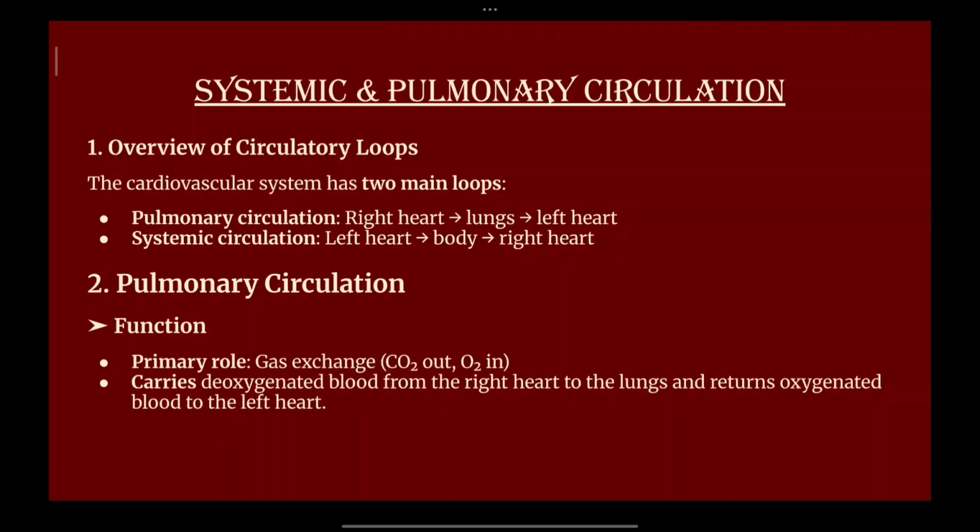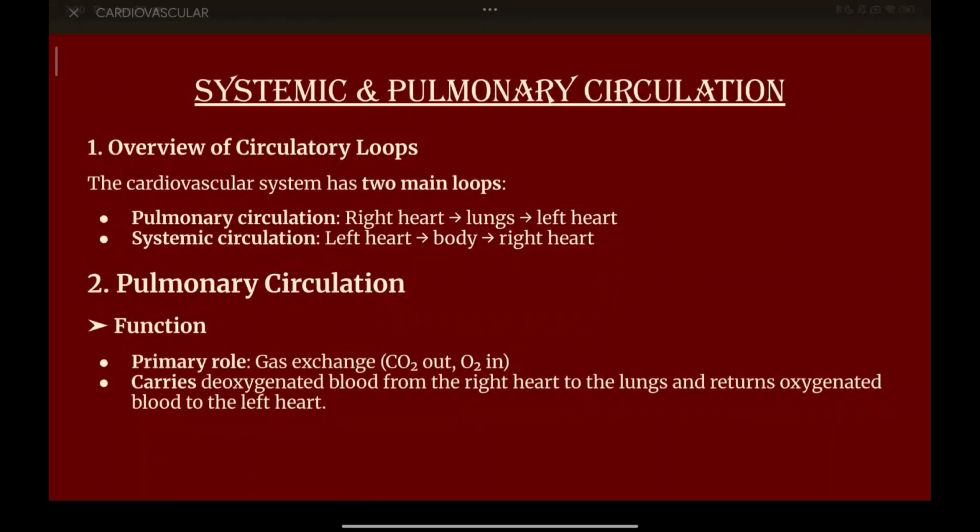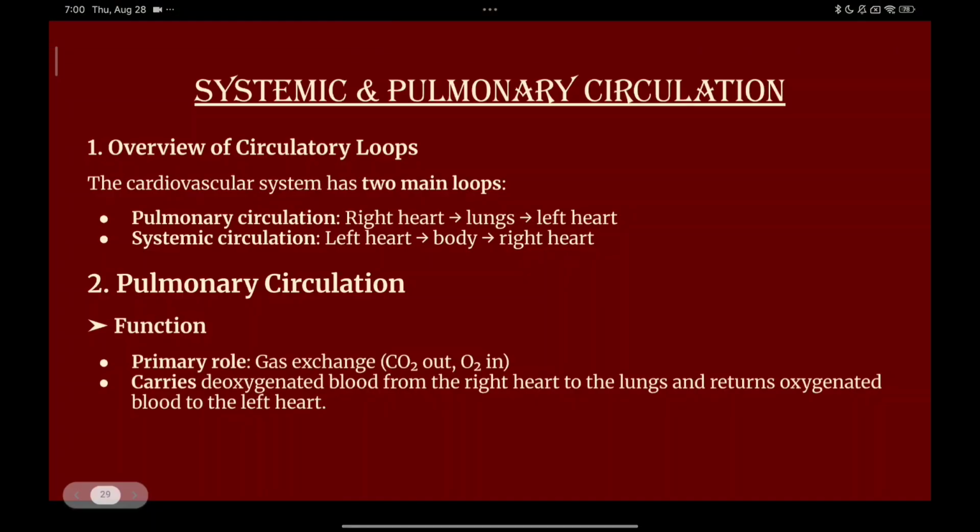The systemic and pulmonary circulation: an overview of the circulatory loops. The cardiovascular system has two main loops, pulmonary and systemic. The pulmonary circulation involves the right heart, lungs, and back to the left heart. Now the systemic circulation carries blood from the left heart to the body and finally to the right heart. So the blood is transferred from the left heart to the body and back to the right heart. That is how the systemic circulation works.